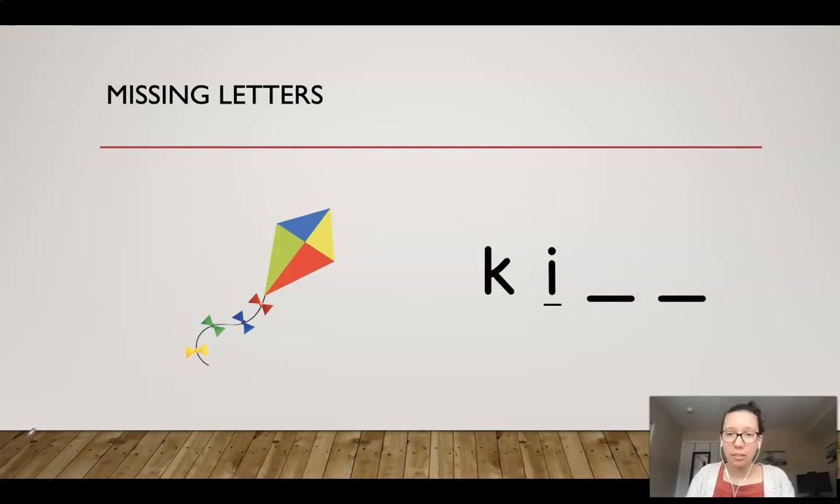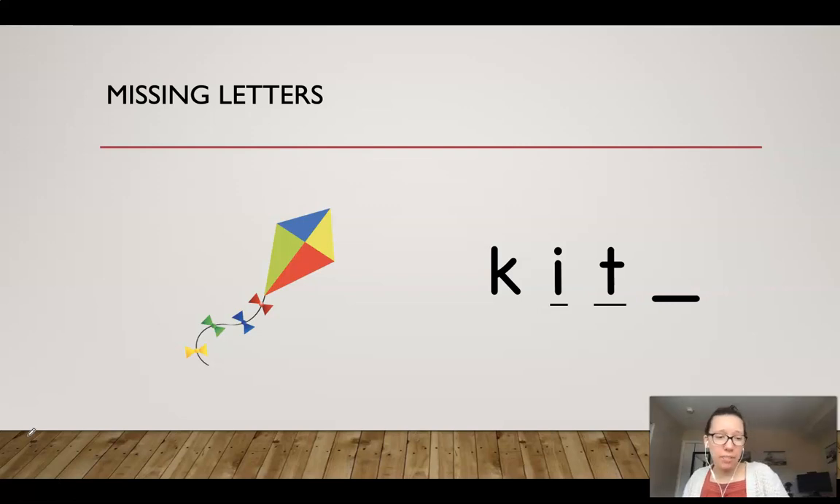Good, we hear I, right? K, I. And what's that last sound? T. Very good, made by the letter T. But friends, we still have a missing letter. What other letter do we need to put at the end of this word to make it kite?